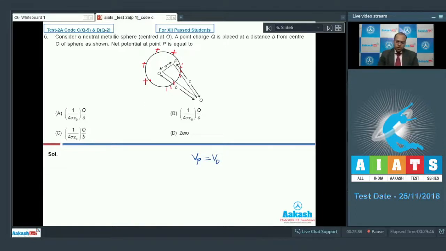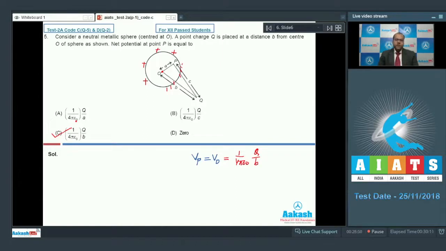But one thing is sure, the potential at point O due to these induced charges will be 0. So the net potential at point O is only because of Q, and that can be written as 1 upon 4 pi epsilon naught times Q by B. So option C is the correct answer. So the correct answer for question number 5 is option C.